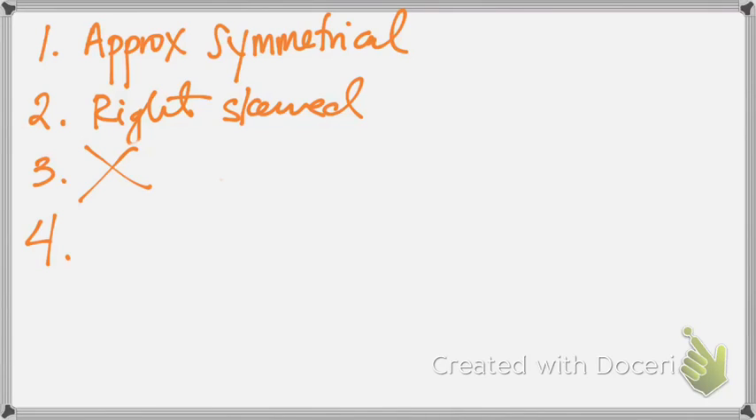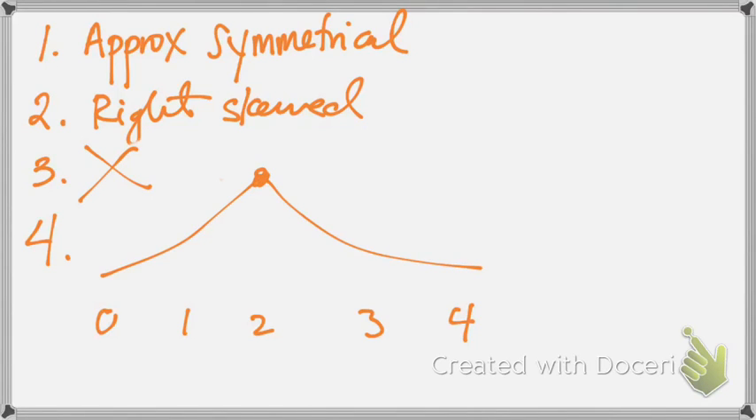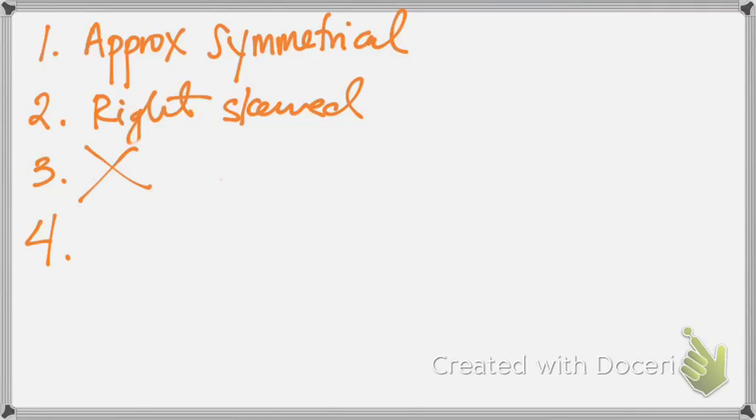With number of heads tossed, when 4 coins are tossed simultaneously, I'm either going to get 0, 1, 2, 3, or 4. Where do I think most of them are going to fall? It's a bell shape. It's going to be approximately symmetrical because I would expect 2 out of the 4 to be heads. So I'm going to have the highest frequency at 2. I won't have very many that get 0 heads or 4. You can write bell-shaped.